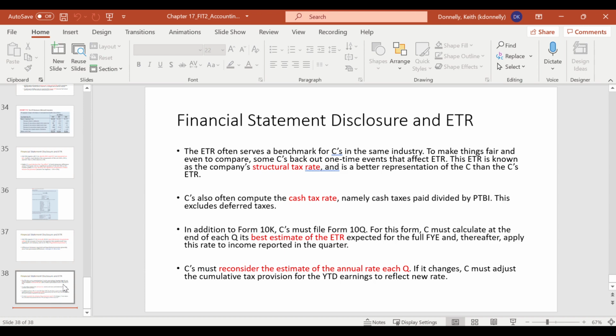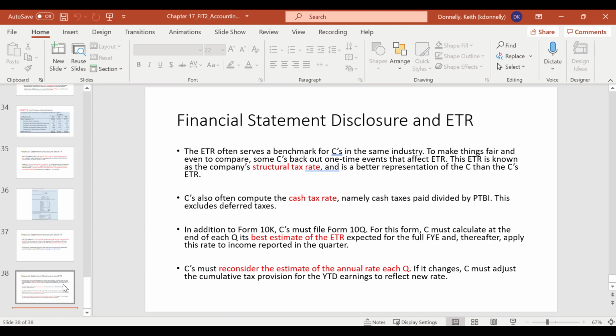And then the last slide here talks about financial statement disclosure and the effective tax rate. There's basically a bunch of different tax rates here we have to be aware of. So the effective tax rate is going to be a major benchmark for corporations in the same industry. You're going to use this to compare corporations when you're looking to invest. This is also known as the structural tax rate, and it's a better representation of the corporation than how you would normally see it, or maybe a nominal rate. Basically, when you look at the structural, the cash tax rate, and other items, they're giving you a way to compare the business here.